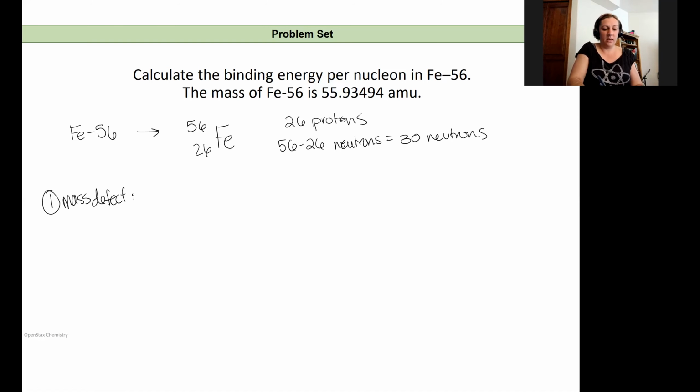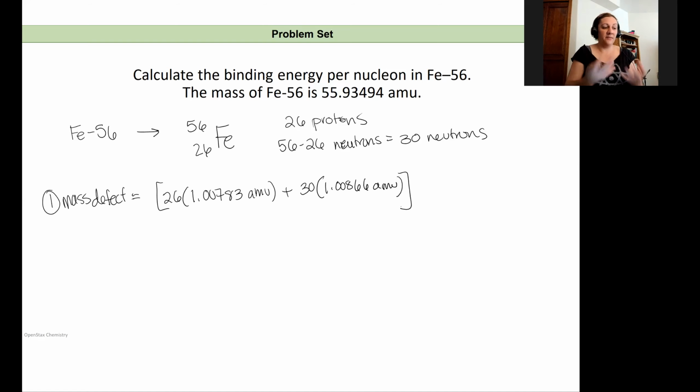I'm going to calculate that by first taking the sum of those different particles. So I've got 26 protons, which I'll multiply by the mass of a proton, which is 1.00783 atomic mass units. And I'll add to that 30 neutrons, so 30 times the mass of a neutron, 1.00866 atomic mass units. I'll take the sum of that and subtract the mass of the nucleus for just this nuclide, which will be the 55.93494 atomic mass units that's given to me.